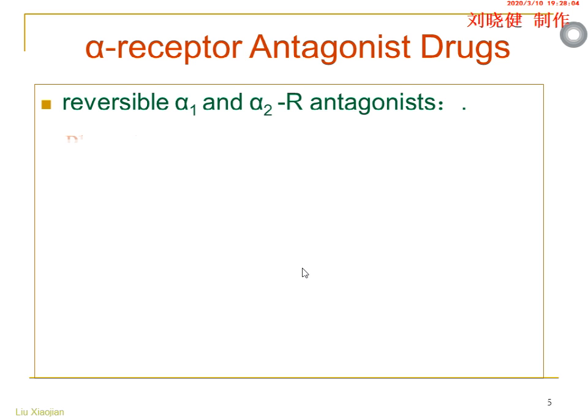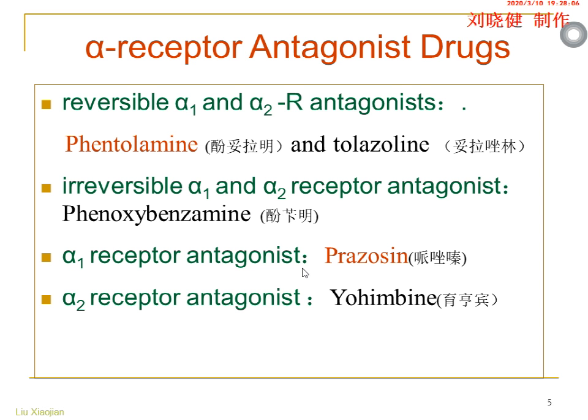Alpha receptor antagonist drugs, based on their mechanism, include two groups: reversible alpha receptor antagonists and irreversible alpha receptor antagonists. In the reversible group, phentolamine is the representative drug. It is also a non-selective antagonist. And tolazoline. This one is irreversible, a non-competitive alpha receptor antagonist, phenoxybenzamine.